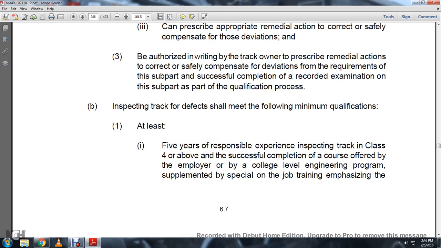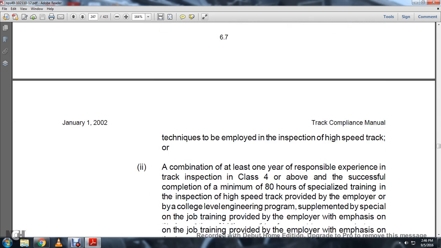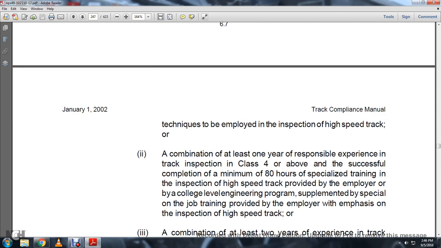B. In the inspection of the track, defects shall meet the following minimum qualifications: 1. Five years of responsible experience in inspecting track in class 5, 4 or above, and the successful completion of a course offered by the employer or a college-level engineering program supplemented with special job training emphasizing techniques, to be employed with the inspection of a high-speed track.